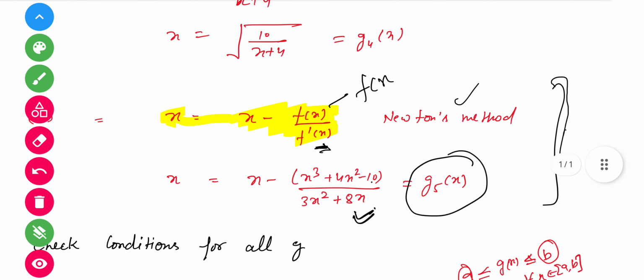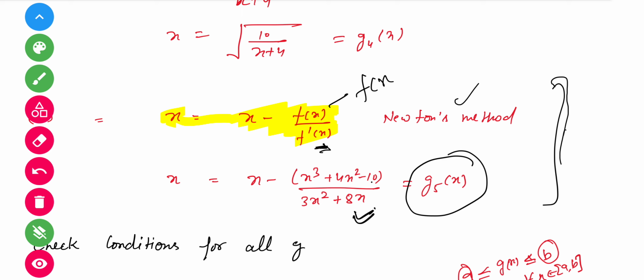Whenever we are finding the g of x, that is the most headache for this fixed point method. But to find the g of x, we can use Newton's method. This is like a shortcut to find the g of x. So we can directly use x equal to x minus f of x divided by f dash of x to find the g of x. So this is the formula for the Newton-Raphson method.